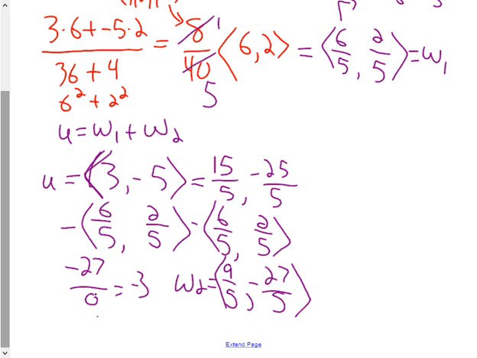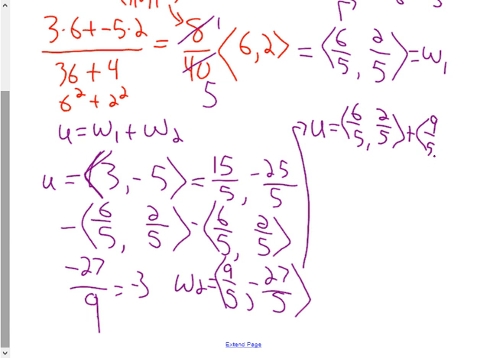As I said, it's kind of neat that we can break down one vector into two perpendicular portions of it. And so U equals, I'm going to write my answer here, U equals <6/5, 2/5> plus, of course, <9/5, -27/5>. That was what it wanted us to write it as, a sum of its two vectors, W1 and W2. And W1 is that projection. Now that seems a little straightforward.